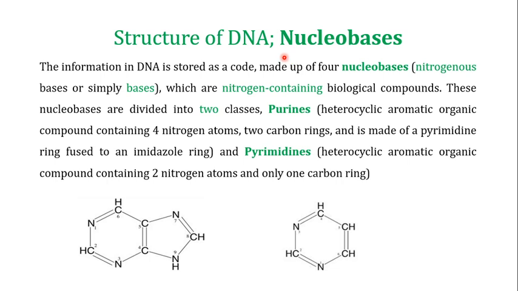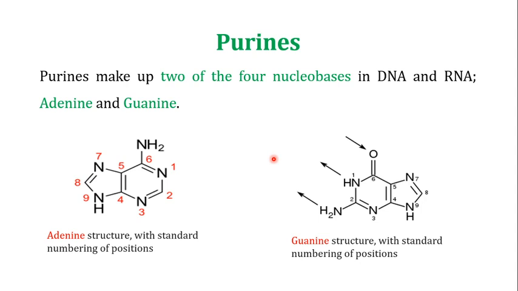So the first component of the nucleotides, you can say, is a nucleobase, which can be a purine or which can be a pyrimidine. Now, what are specific examples of the purines? The purines make up 2 of the 4 nucleobases in DNA and RNA. In the DNA you have got 4 nucleobases, and in the RNA, of course, you have got 4 nucleobases. But out of these 4 nucleobases, the purines make 2, and these bases are known as adenine and guanine.